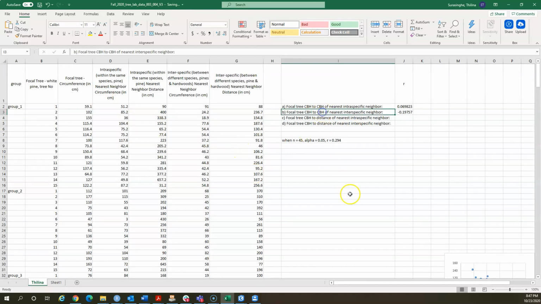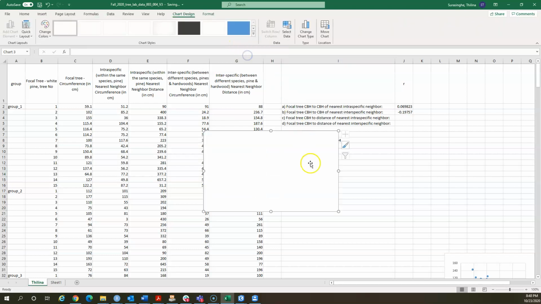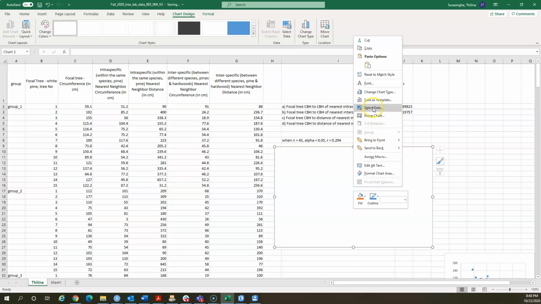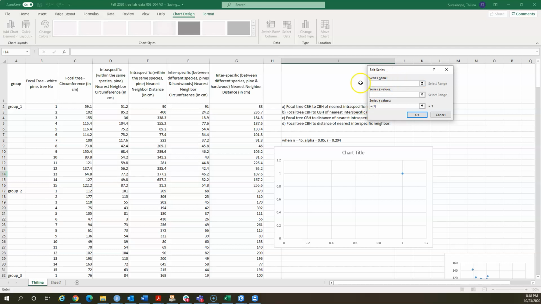This time I will look at this one. Focal tree CBH and CBH of the, no, I will do something else. I'll look at the distance: focal tree CBH and distance to the nearest intraspecific neighbor. So what I do, I put my cell somewhere else. Insert. I want scatter plots. I pick the first option and then I have this empty plot. That's okay. Now what you do is you right click, you go to select data and add.